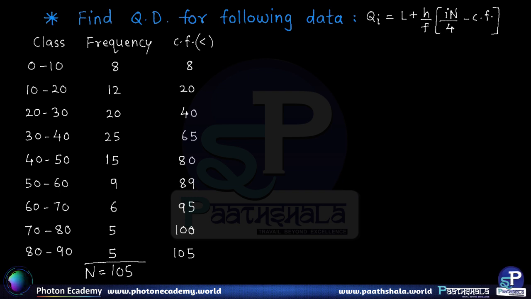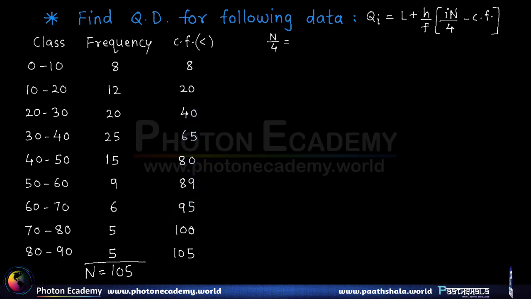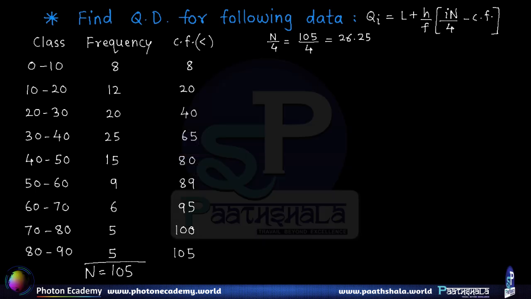First, let's calculate n by 4. n by 4 is 105 divided by 4, which is equal to 26.25. The observation at position 26.25, looking at the classes, definitely comes in the third class, because till the second class only 20 observations are covered. So here we draw a small arrow and mark it as Q1. Q1 must come in the class 20 to 30.